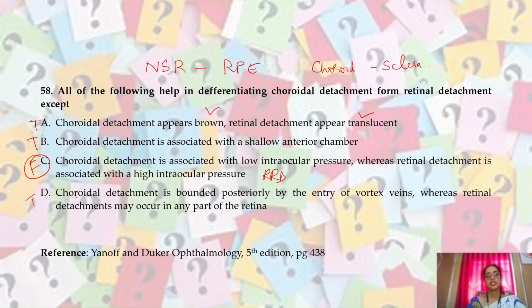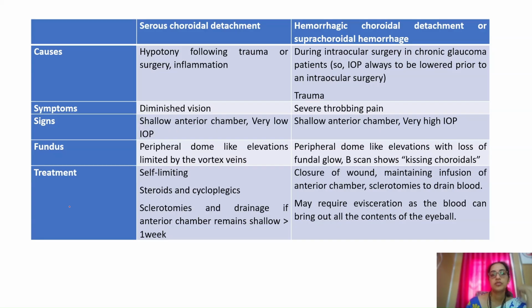So retinal detachments appear translucent. The choroidal detachment appears brown. Choroidal detachments usually are associated with a shallow anterior chamber and a low intraocular pressure. Choroidal detachment can be due to serous fluid or a bleed, so it can be a serous choroidal detachment or a hemorrhagic choroidal detachment. The causes of serous choroidal detachment are hypotonia that may follow trauma or surgery, or inflammation.